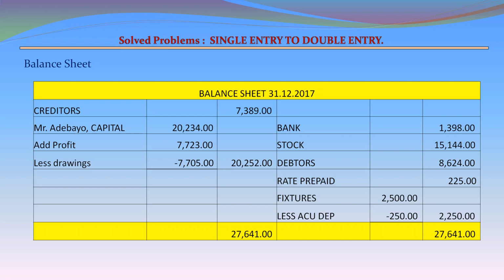On the asset side, bank 1,398. Stock 15,144. Debtors 8,624. Rates prepaid 225. Fixtures 2,500. Less accumulated depreciation 250. Closing balance of fixtures 2,250. Total assets 27,641. Total liabilities 27,641.